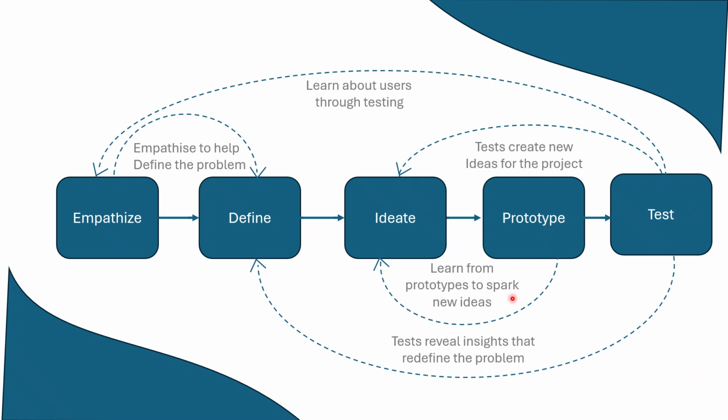While we do the prototyping, we learn and have new ideas, and we try to ideate and do the prototyping again. At the testing process, we learn from the users, and our test reveals insights that redefine the problem. So the test actually creates new ideas, and during the testing process we learn more about how the users feel, and whatever definition we had can be changed or redefined. So this is about the design thinking process. Thank you.